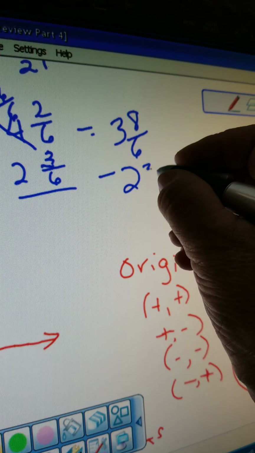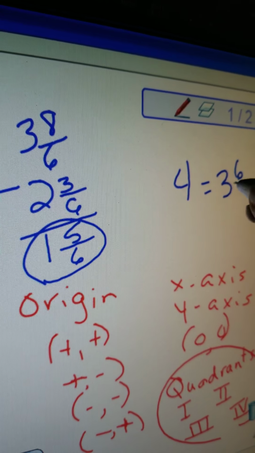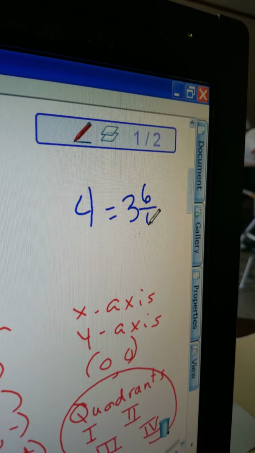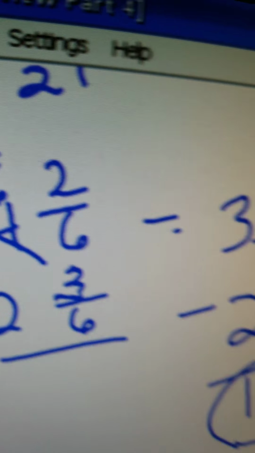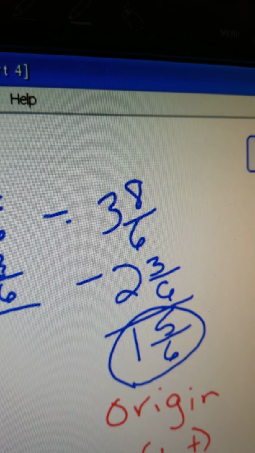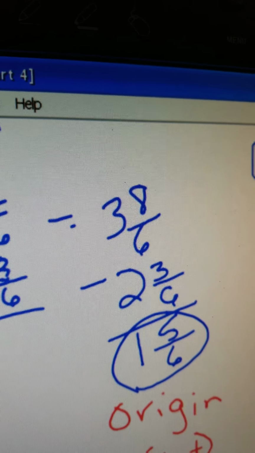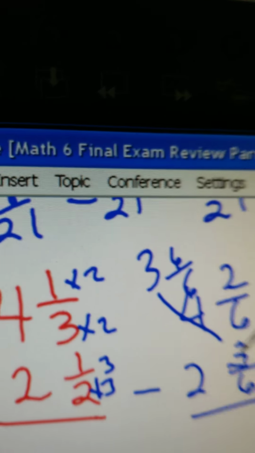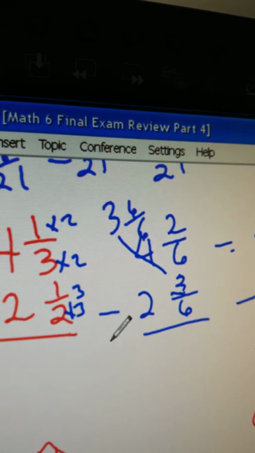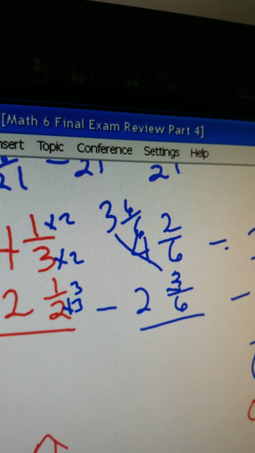The 4 is equal to a 3 plus 1. Is that right? And why do I choose 6? Because that's my denominator. So we renamed the 4 and added the 6/6 to the 2/6, becomes 3 and 8/6, minus 2 and 3/6 equals 1 and 5/6. Because I cannot take 3 from 2, I had to rename, just like you would in a regular whole number subtraction problem.